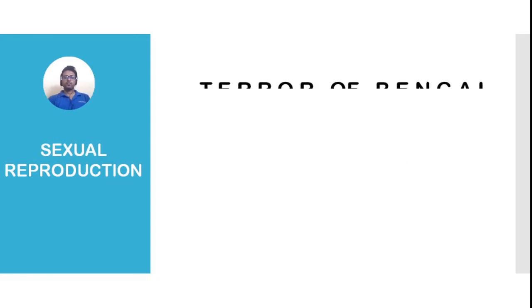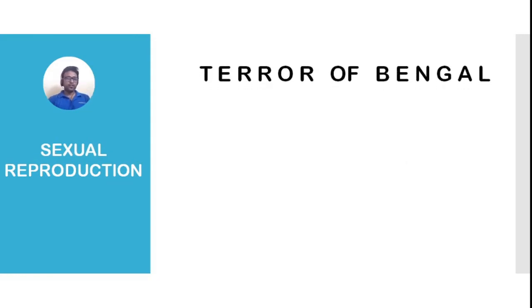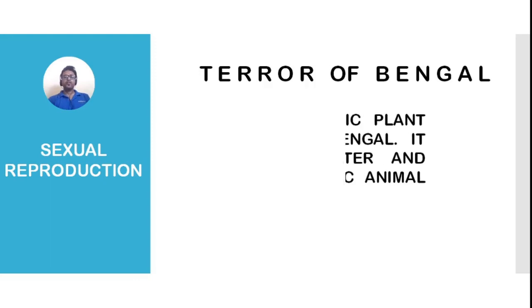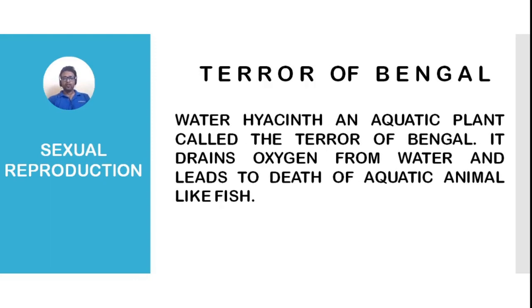Okay, now the last topic is Terror of Bengal. It is a different topic. It is not related to vegetative propagation. Actually, water hyacinth is commonly known as the Terror of Bengal. It grows in very large numbers in water, and it drains oxygen from the water and leads to the death of aquatic animals like fish. That's why it is known as the Terror of Bengal.